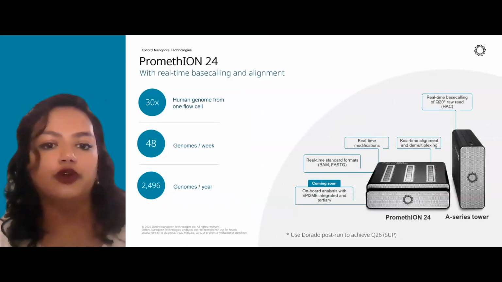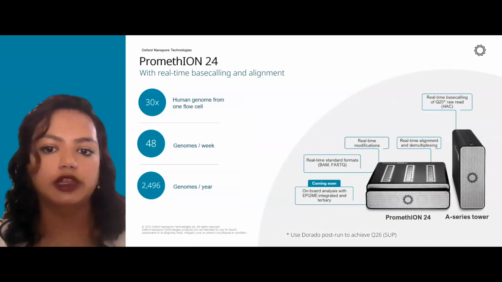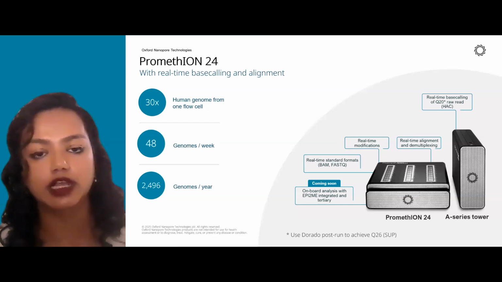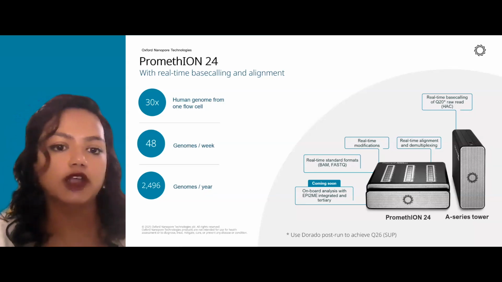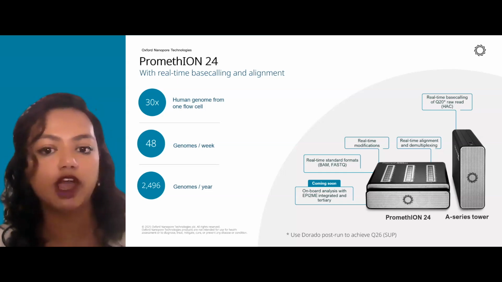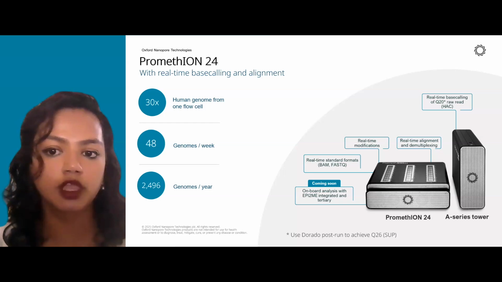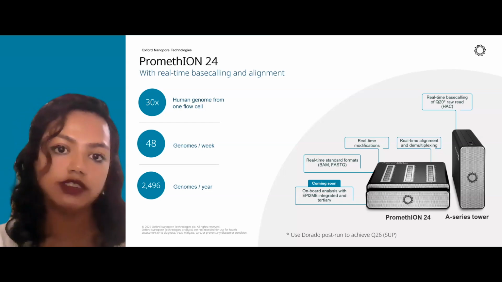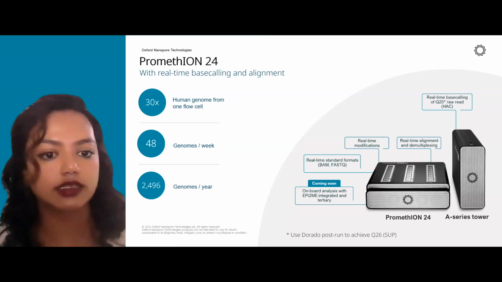This is a versatile device that scales to meet the demands of any project. The PromethION 24 offers unparalleled scalability, delivering up to 30x human genome coverage per flow cell. It has the ability to process up to 48 genomes per week, or as many as about 2,500 genomes per year. It's perfectly suited for projects ranging from individual studies to population scale analysis.